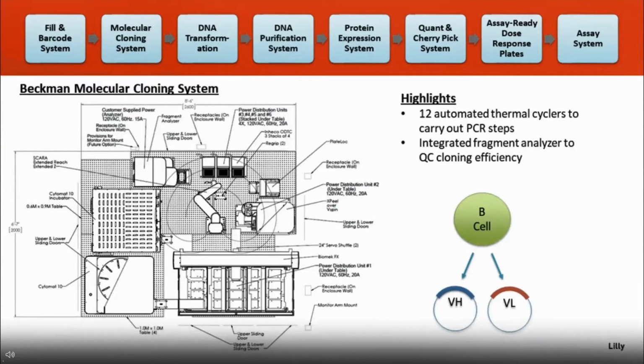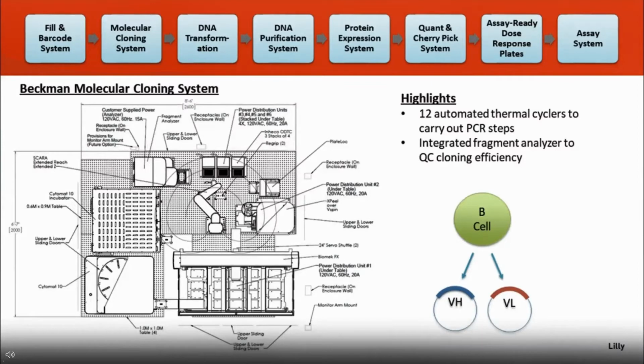This is what we use to carry out a series of PCR reactions, where we start with the single B cell sorted into each plate. We split it into heavy and light chain and assemble it into our vector of interest. So the output of this system is a set of heavy chain plates and a set of light chain plates assembled with the antibody gene of interest.